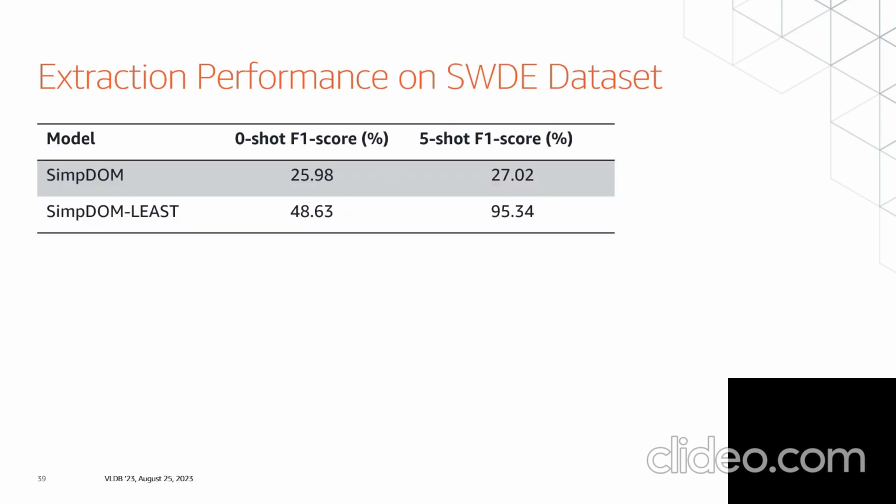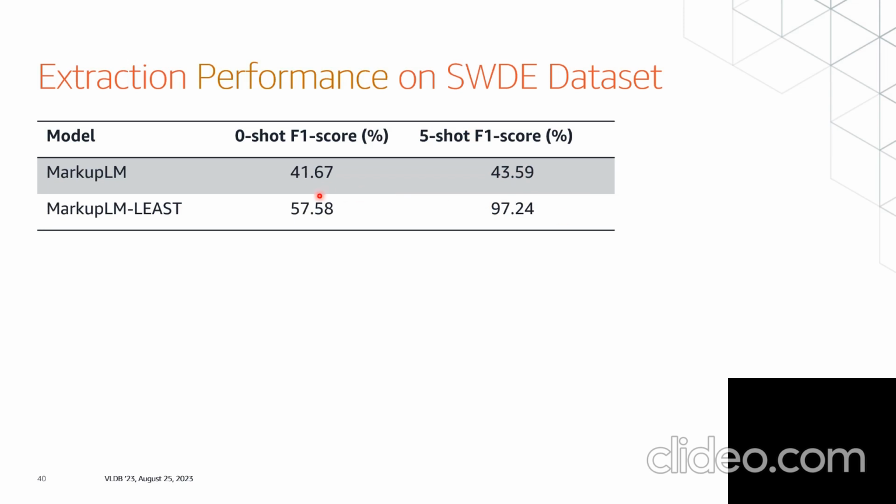Now, if I compare the performance of these backbone models trained using LEAST, we see that in terms of zero-shot F1 score, where no human-labeled pages are used from the target website, we see a 23 point jump in the F1 score compared to the baseline that does not use our algorithm. And if I introduce five human-labeled pages from the target website in this 5-shot scenario, we also see a huge improvement in performance, which indicates greater scaling properties of our algorithm as well. Similar things are seen for the Markup LM model, where we see better performance in the zero-shot scenario and good scaling properties in the 5-shot scenario as well.